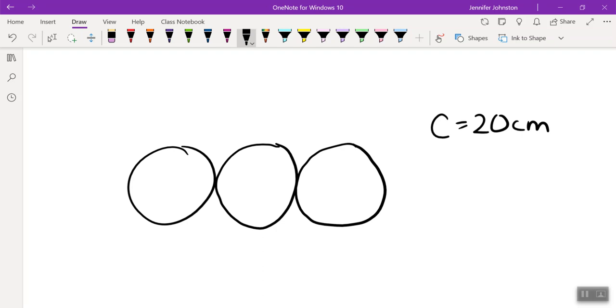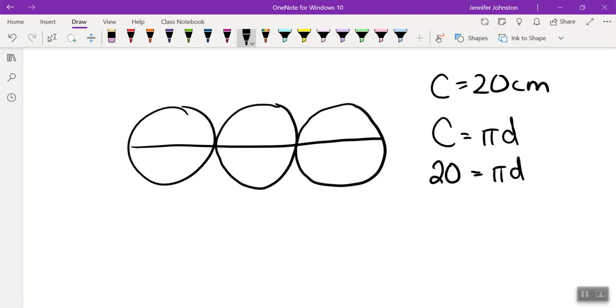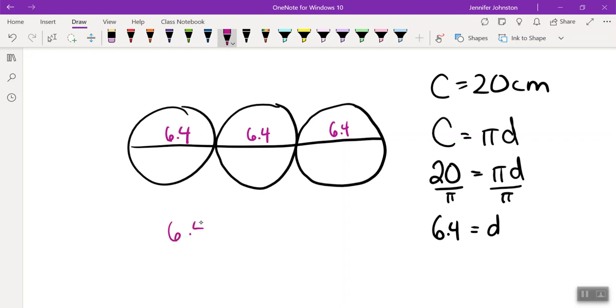Do you have any formulas that have circumference in them? Yes, you do. Circumference is equal to pi times diameter. So if circumference is 20, we can put 20 in here and do pi times d. We want to find the diameter in order to get the length of all 3 of them together, so divide by pi, divide by pi. This is going to give us the diameter of one of the circles. Here we get 6.4. So this circle has a diameter of 6.4, this circle has a diameter of 6.4, and this circle has a diameter of 6.4. And we add them all up together.